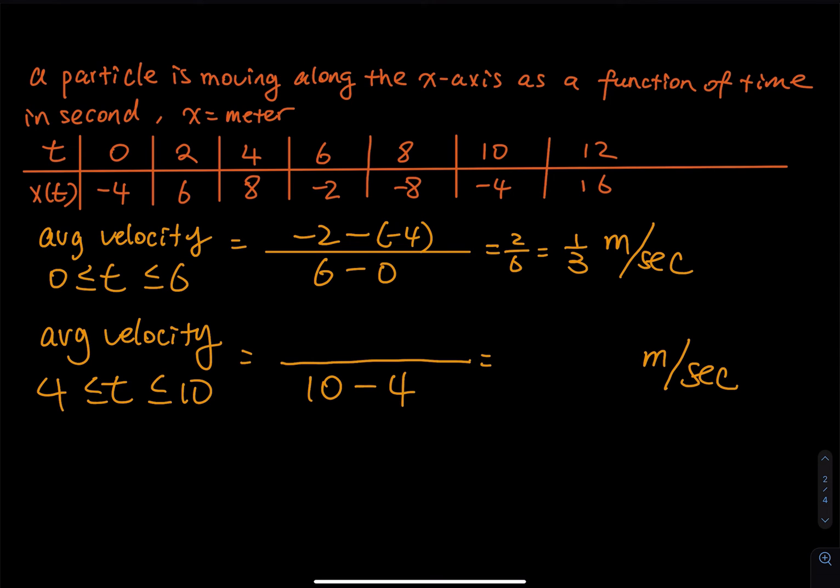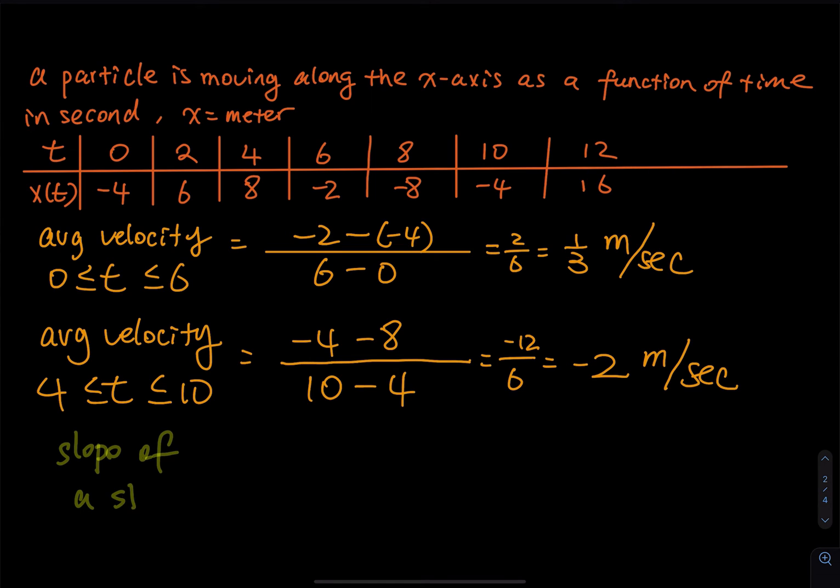When t is equal to 10, we have a -4. When t is equal to 4, right here, we have an 8. So that is -4 minus 8, which equals -12. And then this is a 6. -12 divided by 6 is equal to -2 meters per second. All right, so that works just like the slope of a straight line.